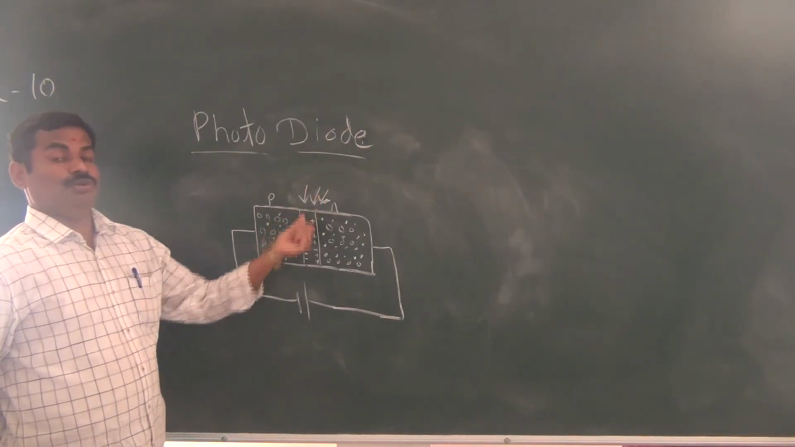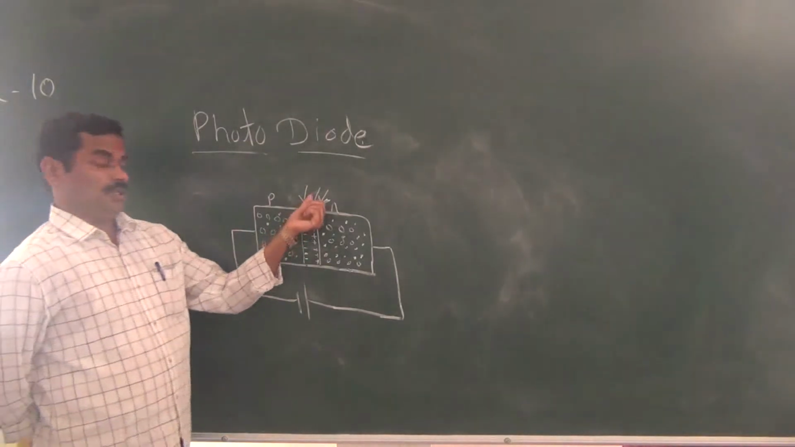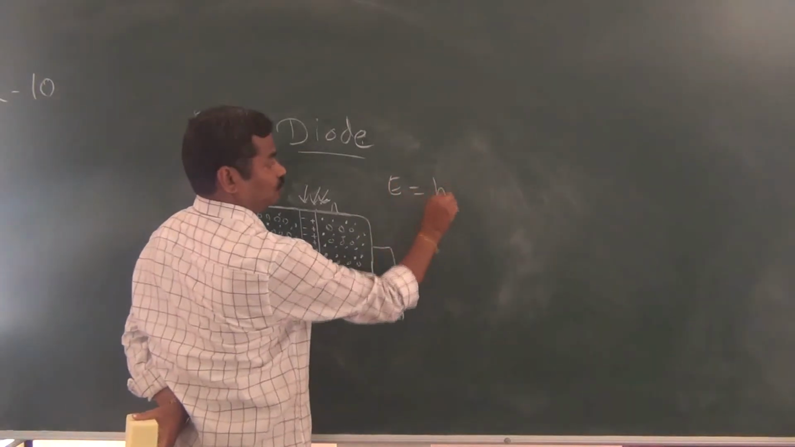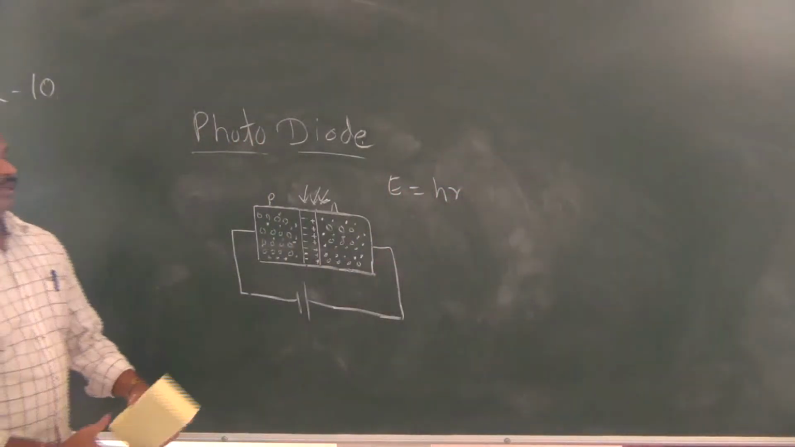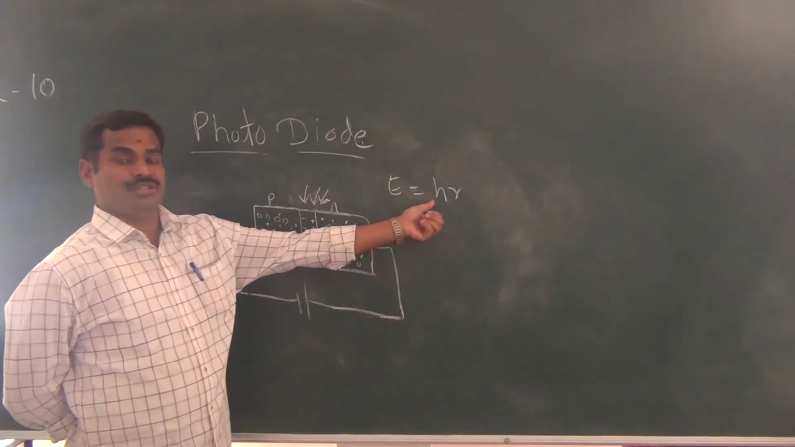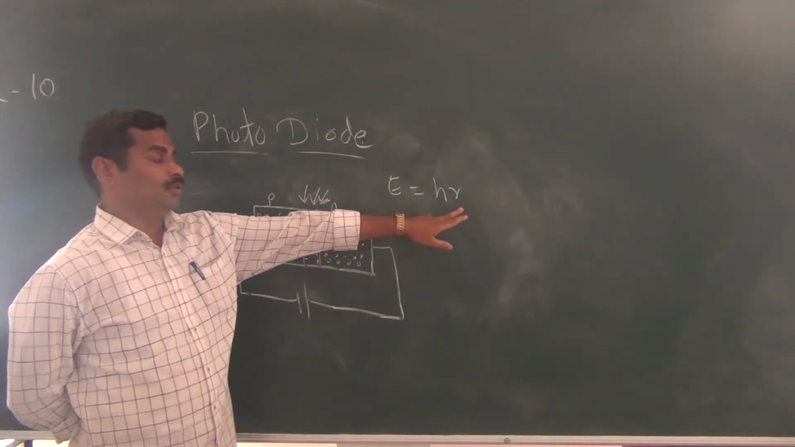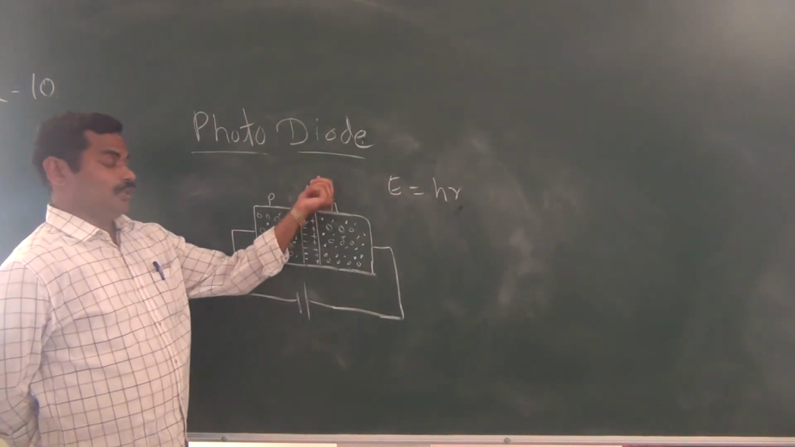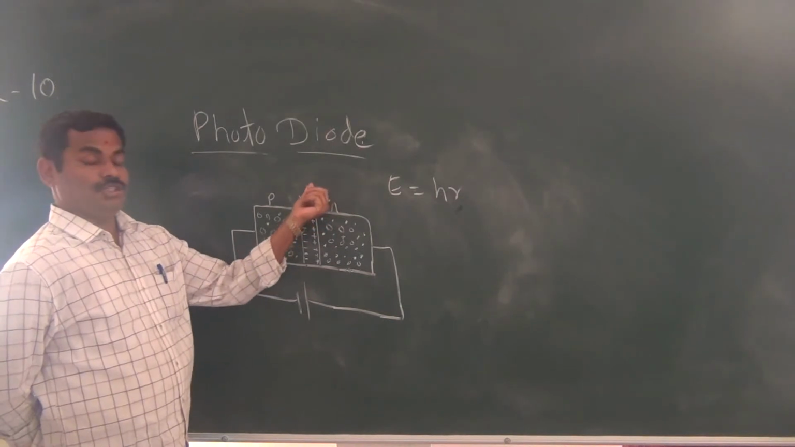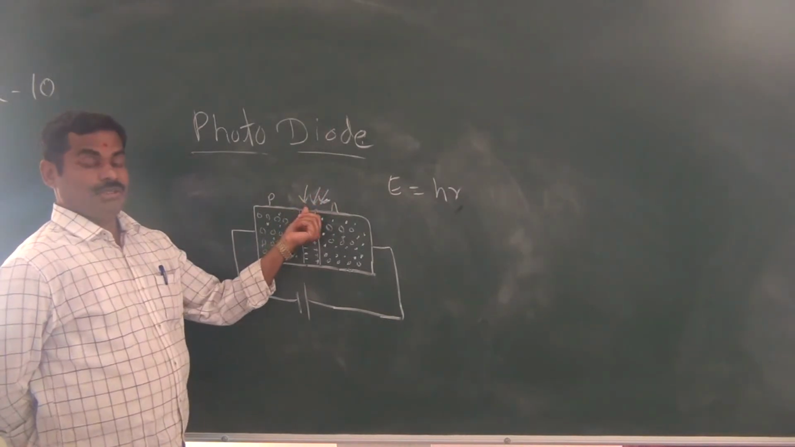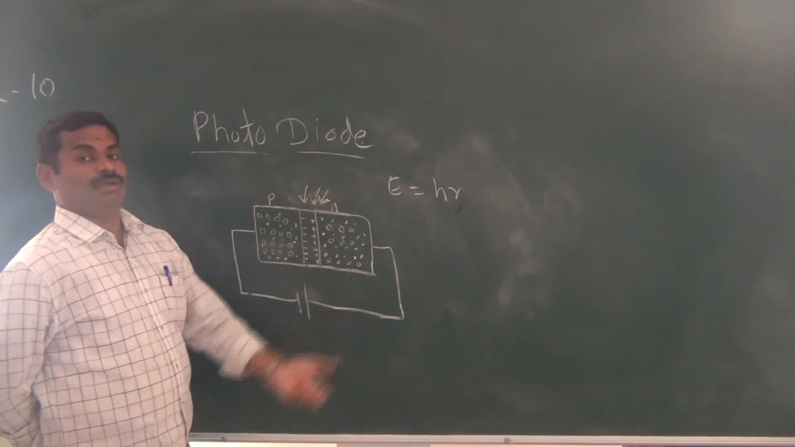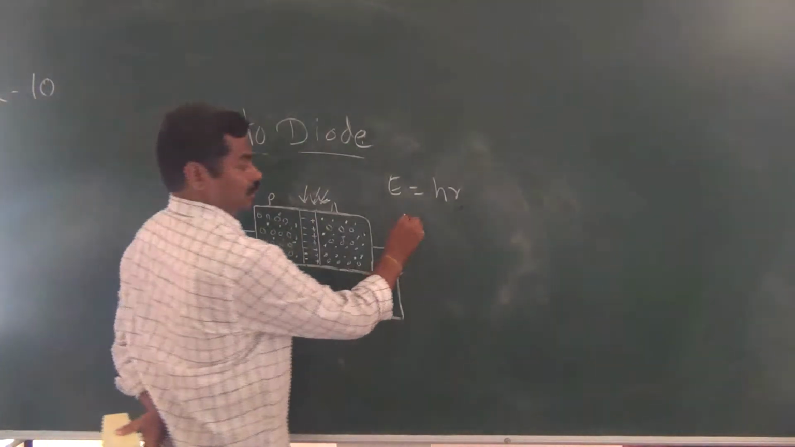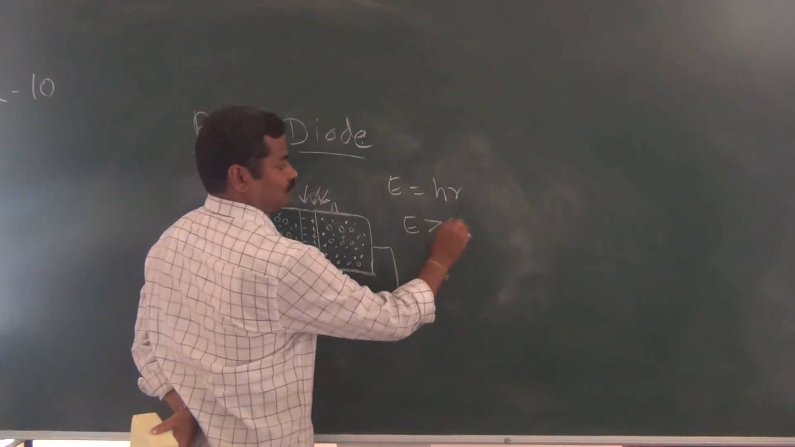It means here you are applying some light energy, some photon of energy. This energy should be more than your energy gap. You are applying a photon of energy, that is E is equal to h nu. E is equal to h nu. Here h is nothing but the Planck constant, and nu is nothing but the frequency of the radiation. It means you are applying some photon of energy, incident light energy. That energy should be more than the Eg. It means what you can write? E is greater than Eg.